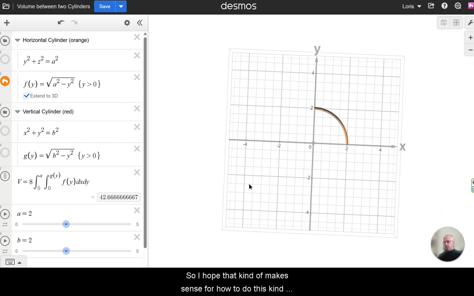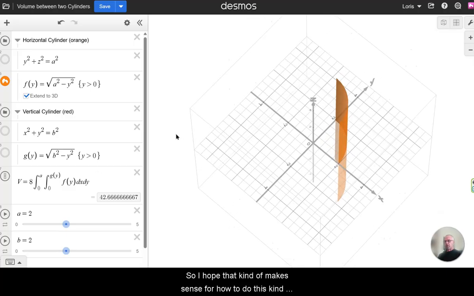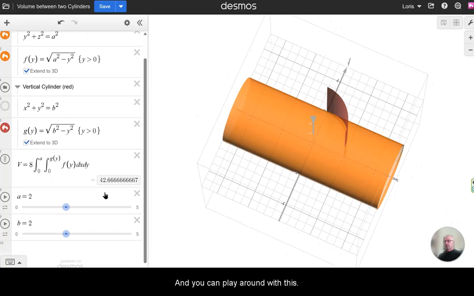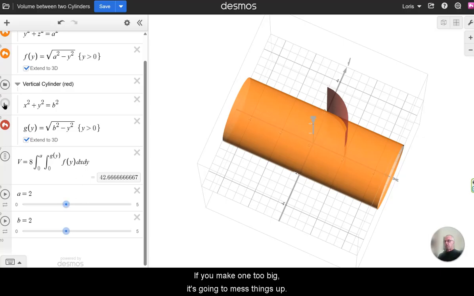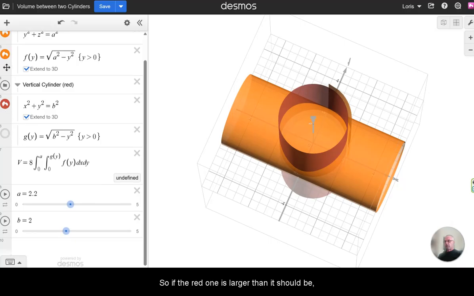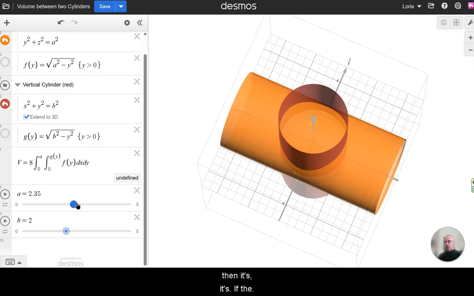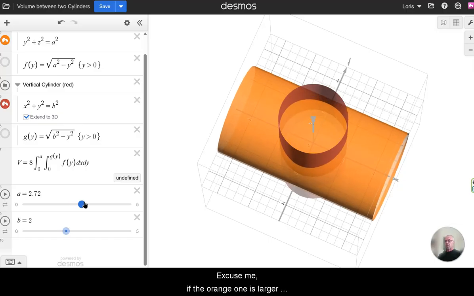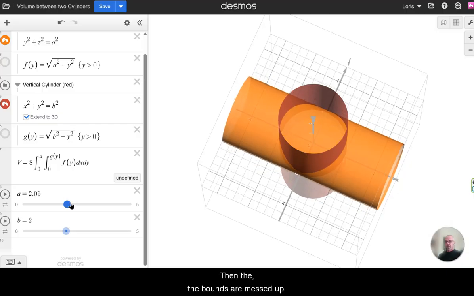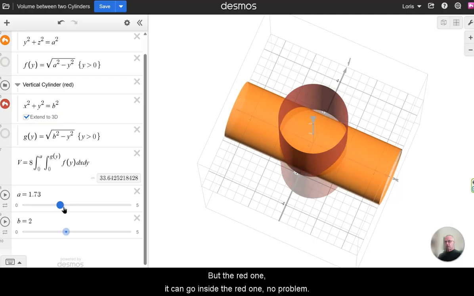So I hope that makes sense for how to do this kind of problem with the cylinders. And you can play around with this. If you make one too big, it's going to mess things up. See how it says undefined here? If the orange one is larger than it should be, then the bounds are messed up. But the red one can go inside the orange one, no problem.